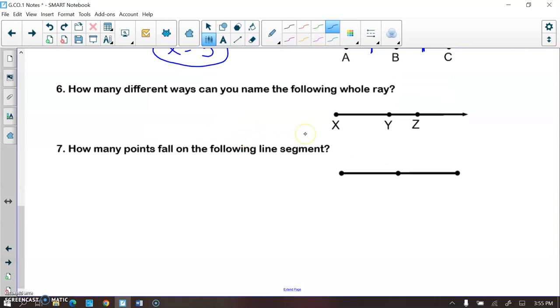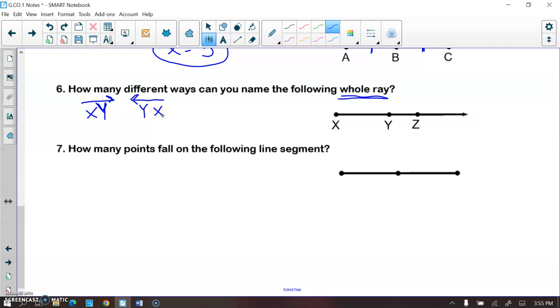How many different ways can you name the following whole ray? So a ray, you just need 2 points, and you always start with your endpoint. So my endpoint is X, and then you pick another point on that ray. So you can name this ray XY. But remember, you can also draw the arrow backwards. This is still ray XY, but remember, you flip the order of your letters.